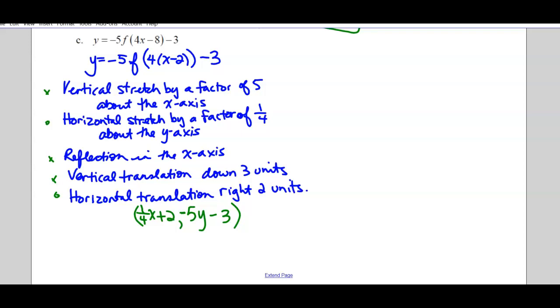If the negative sign was in the brackets with the 4, like say there was negative 4, then it would be a reflection on the y-axis. Yes. Okay.